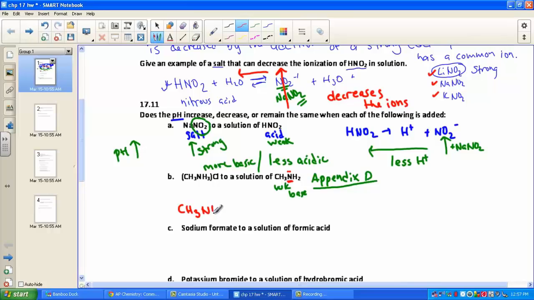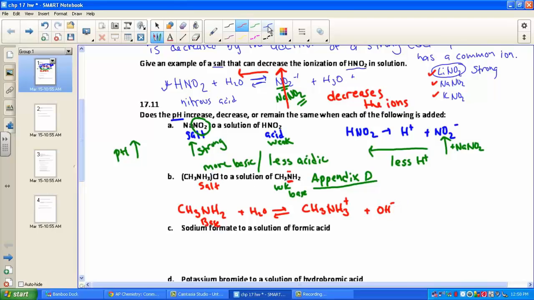So here's the chemistry. We have this methylamine, CH3NH2. It has a Kb value from your Appendix D. It is a weak base. This is the salt. This is the base. When we place this into water, we set up an equilibrium where the proton is transferred. We have base chemistry going on. CH3NH3 positive is the conjugate acid of methylamine, our weak base, and the conjugate here of OH negative.